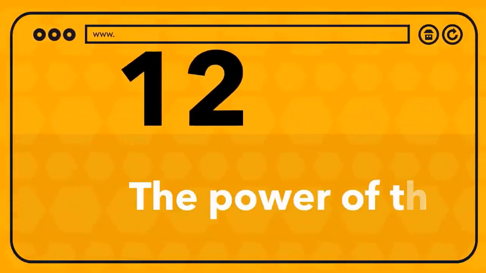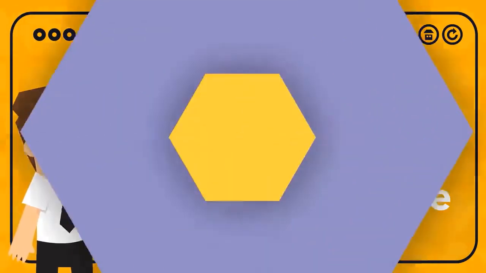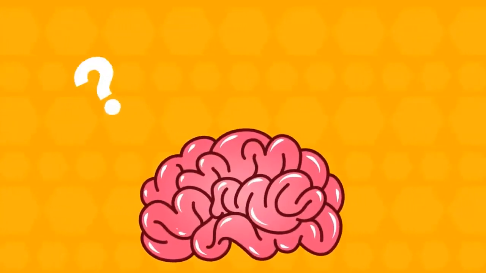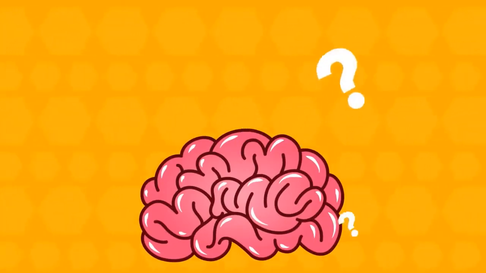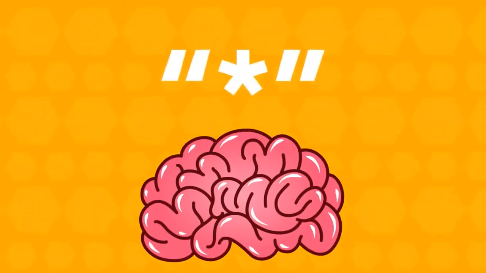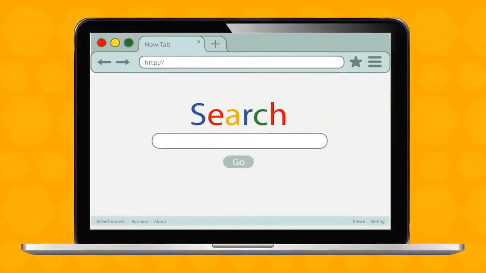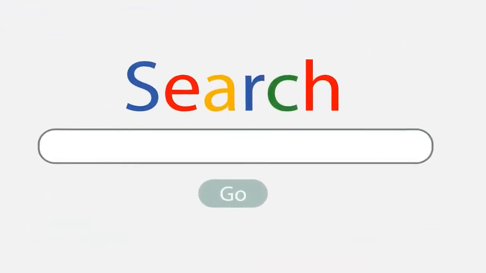Number 12. The power of the asterisk. When our cunning memory decides not to let us remember that one keyword, phrase, or number we need to find what we're looking for, you can turn to the powerful asterisk symbol. Just use it in the place of the word or phrase you can't remember, and you should be able to find the results you're looking for.